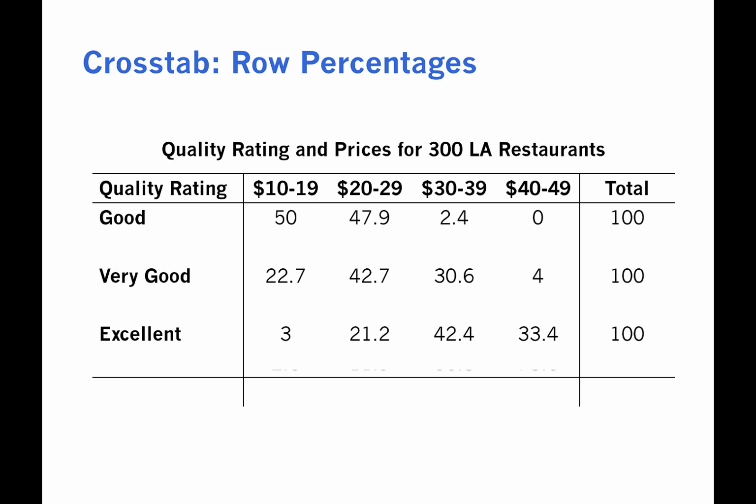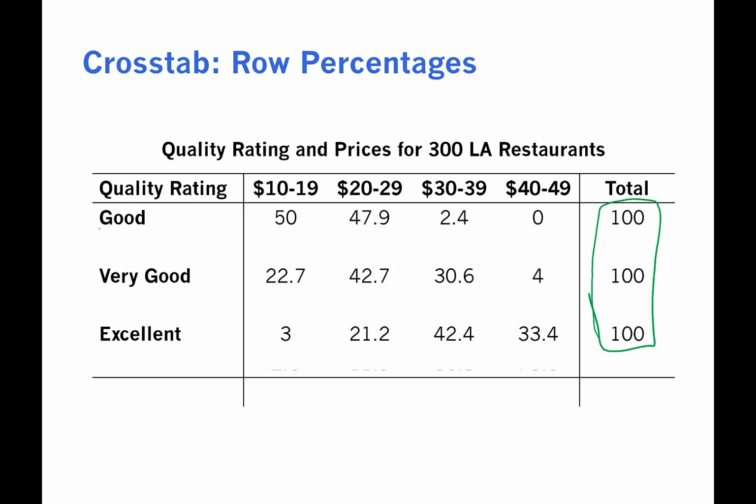This is the row percentages for the data that I was just showing you. So I take the number inside the table and then I divide it by the total of the row. So notice all of the row totals right here are 100% because we're dividing by the total of the row.